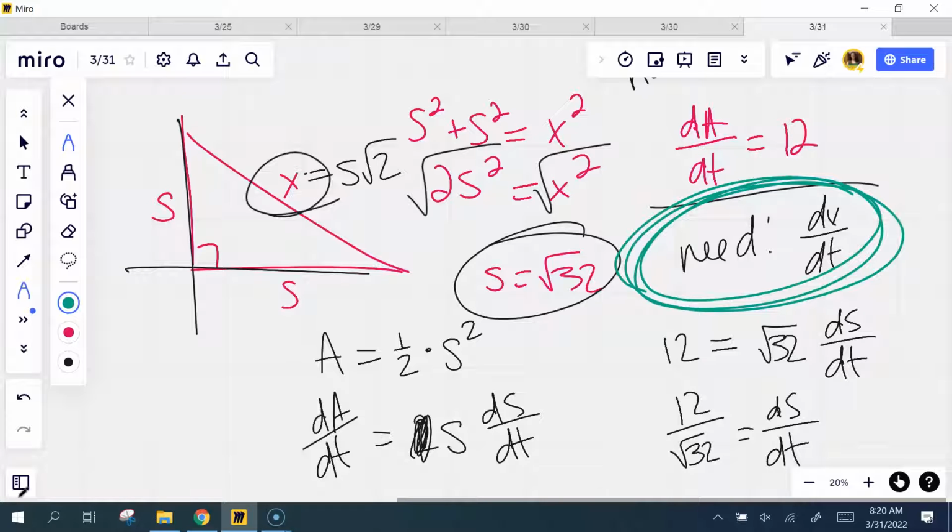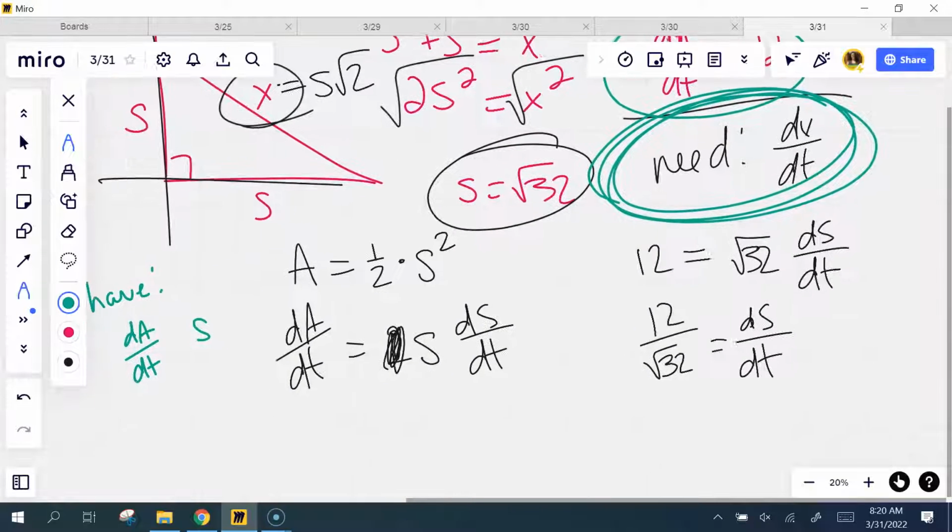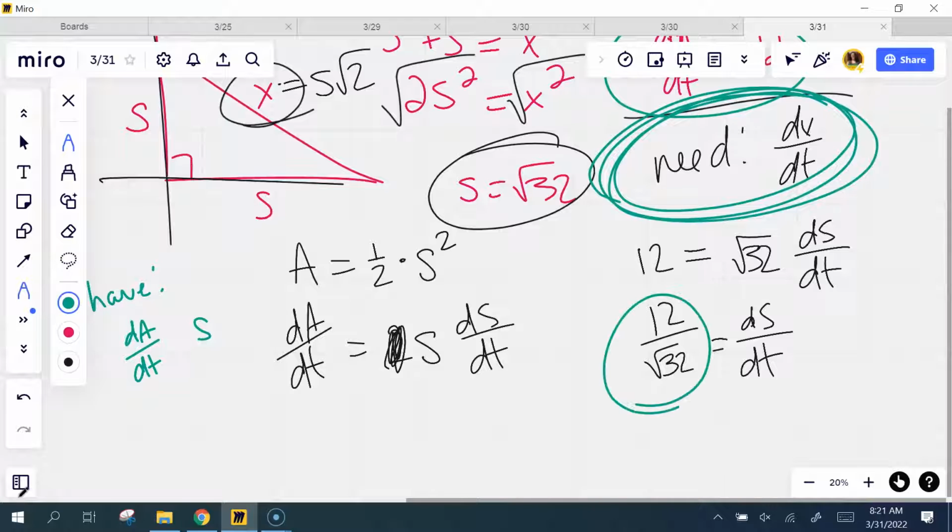Okay, what are you going to plug in for? Where are you plugging in for ds/dt? And how is it going to help you find dx/dt? Well, we have dA/dt. So let's look at what we have. We have dA/dt. We have s. If we have s, then we also have x, because x would be all of this times the square root of 2, right? So we have x.